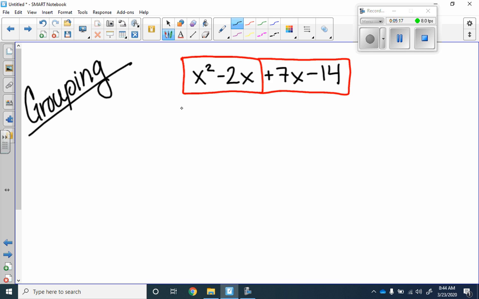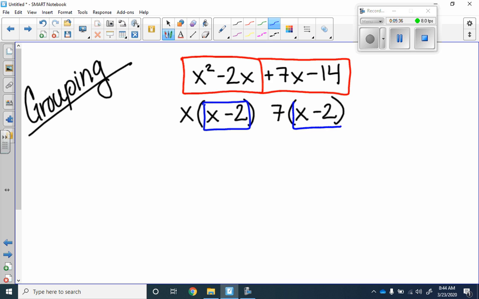And so right here, I could take out an x, and I'd be left with x minus 2. When I look at 7x minus 14, I could take out a 7, and I'm left with x minus 2. Now notice that these 2 factors are the exact same, and that's what we need to have happen with grouping. We're going to take the GCFs that we have out in front here.